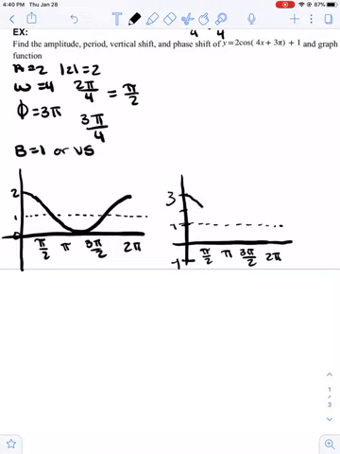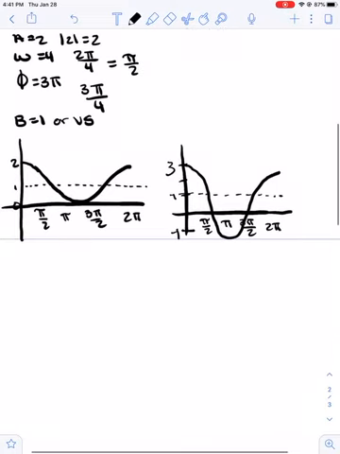And then we're going to start at 3 now. Go down to 1. And then back up to 2 pi. And so this is with our amplitude of 2 and our vertical shift. Now we're going to do the period. So we went from 2 pi to pi over 2. So each thing is getting divided by 4.